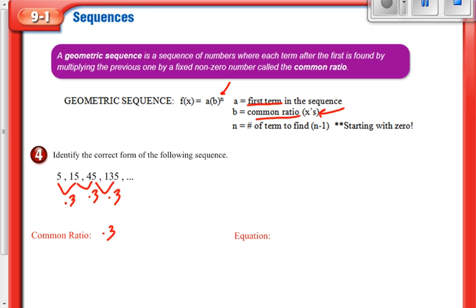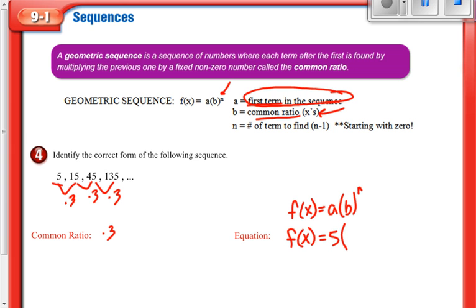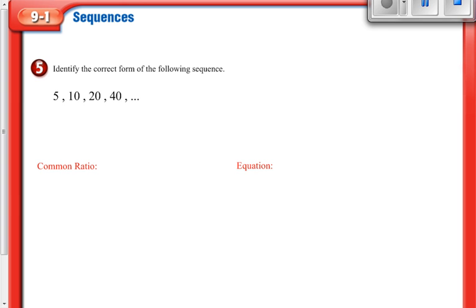Now in my equation, the equation that we have is f of x equals a b to the nth power. So I'm going to go ahead and substitute in what I know. I'm going to substitute a and b. A, first term in the sequence, is 5. So I'll say f of x equals 5. B is the common ratio. So that is 3. So I'm multiplying by 3, and that is to the power of n. Again, just getting in the habit of being able to manipulate that equation for the geometric sequence.